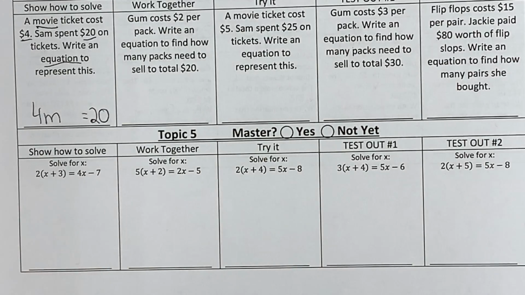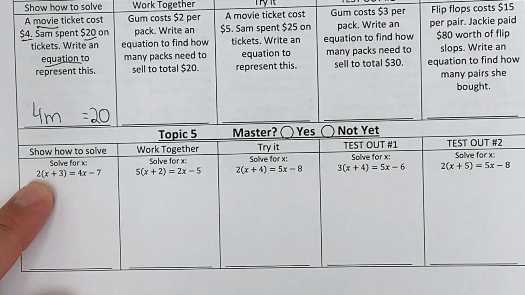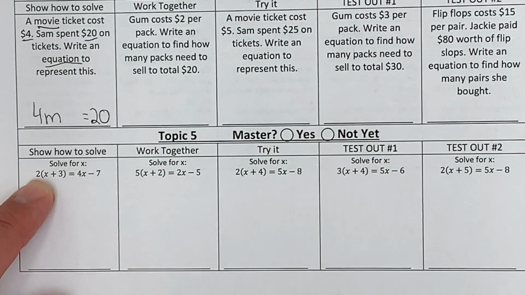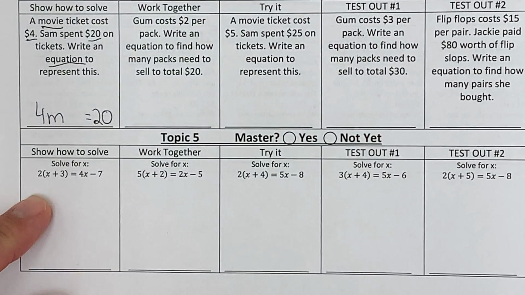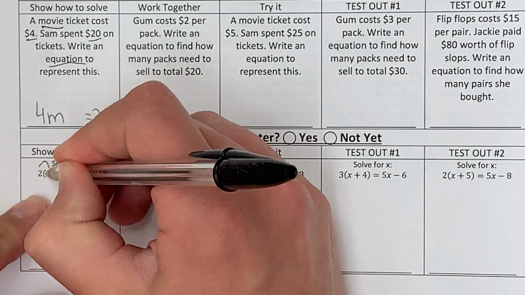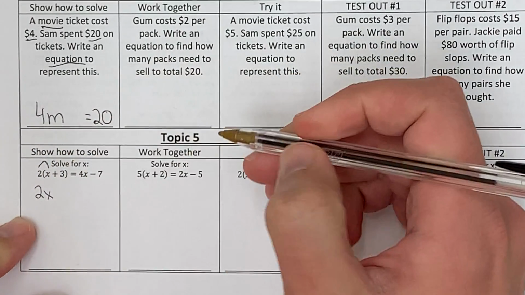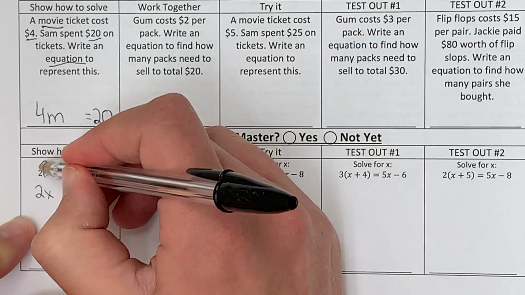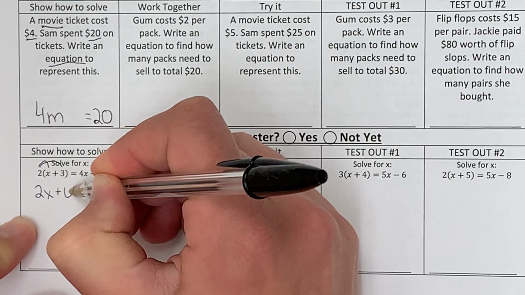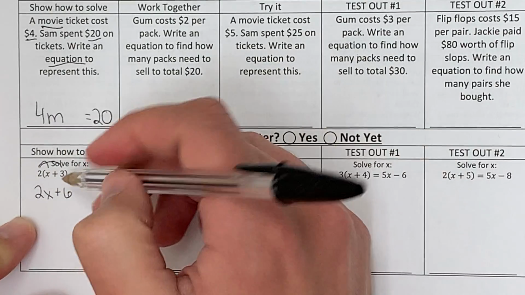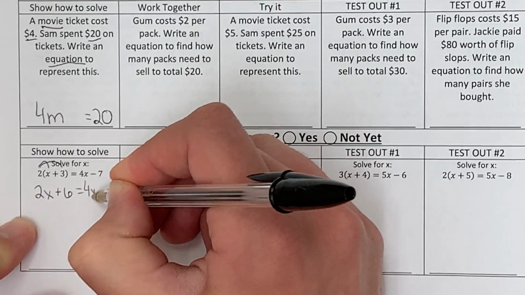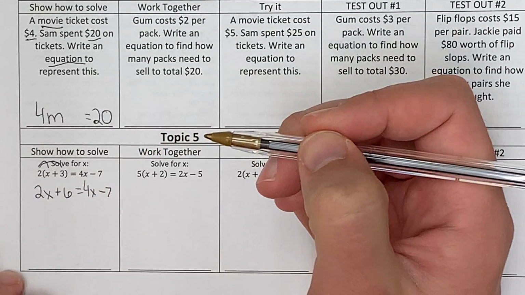All right, solve for x. So this is an equation. The first thing I need to do is the distributive property, right? I've got a number on the outside of some parentheses, so let's distribute. 2 times x is going to give me 2x. 2 times 3 is going to give me 6. Then we're going to bring down equals 4x minus 7.